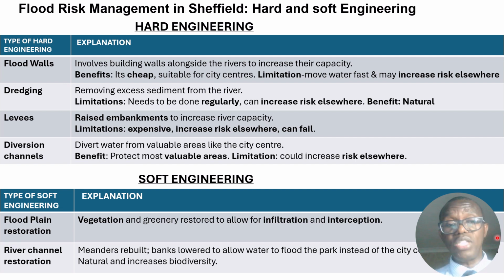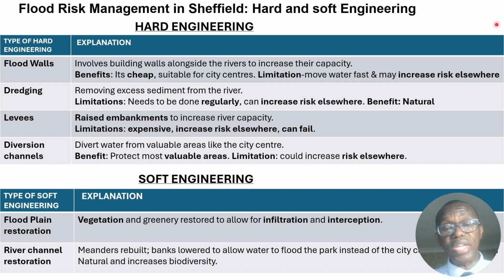Then you have levees, which are raised embankments, and these again will increase the river capacity. Then diversion channels, where you divert the water from valuable areas such as city centers. The benefit of that obviously is that you're protecting the area, but again the limitation is that you can increase the risk elsewhere.